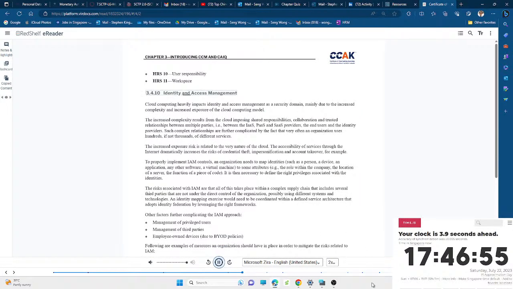3.4.10 Identity and Access Management. Cloud computing heavily impacts identity and access management as a security domain, mainly due to the increased complexity and increased exposure of the cloud computing model.